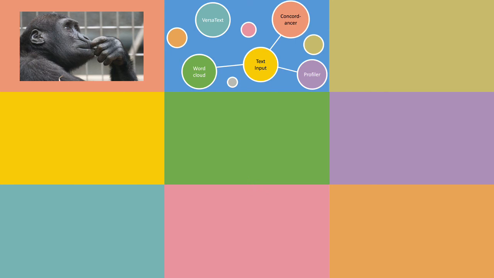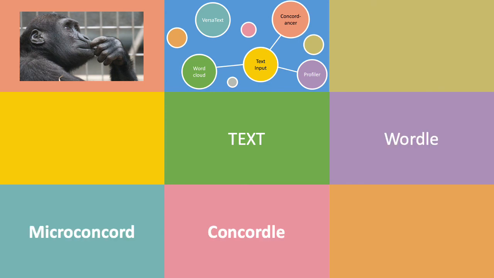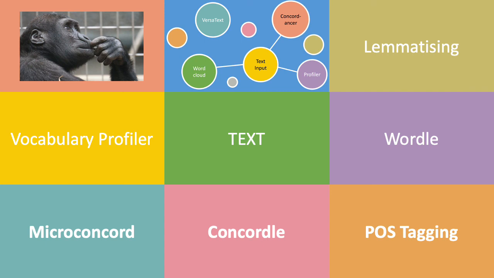So, now we know where VersaText came from and how it unifies the functions of several tools that provide various views on single texts, and what functions it inherited from its noble forebears. And then, to spice it all up, it tags the words according to their part of speech and lemmatizes them.